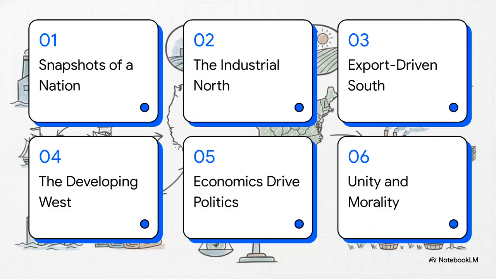Here's our roadmap for today. We'll start with snapshots of a nation, then move through the industrial North, the export-driven South, and the developing West. From there, we'll see how economics drive politics and wrap things up by talking about unity, morality, and education.